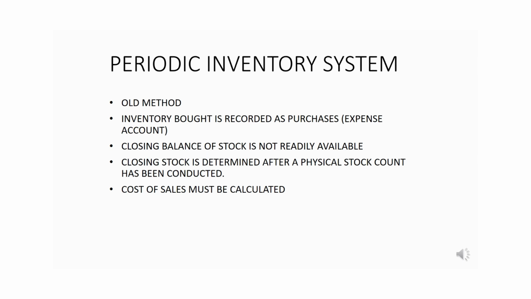Periodic inventory system is the old method which was used a long time ago, where there is no modern technology to determine the value of stock currently.